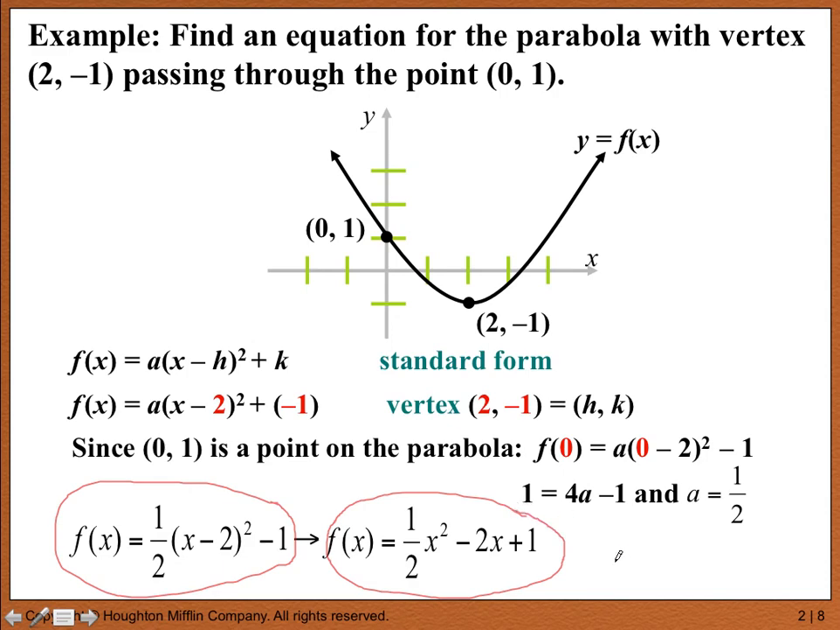How did they go from f of x equals 1/2 times x minus 2 squared minus 1 to 1/2 x squared minus 2x plus 1? All they did was simply multiply this out, and when you multiply that out, you are left with 1/2 x squared minus 2x plus 1. These two are interchangeable. They are simply different ways of writing the same function.